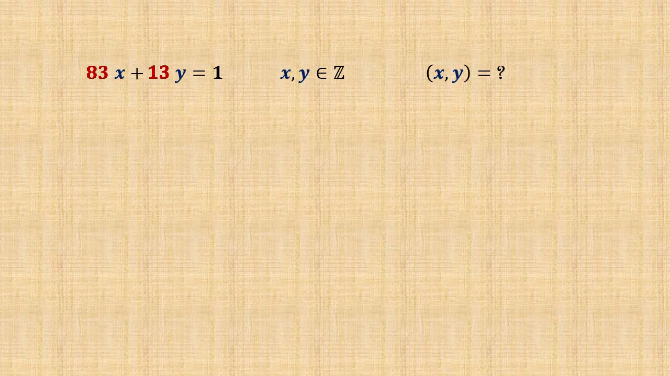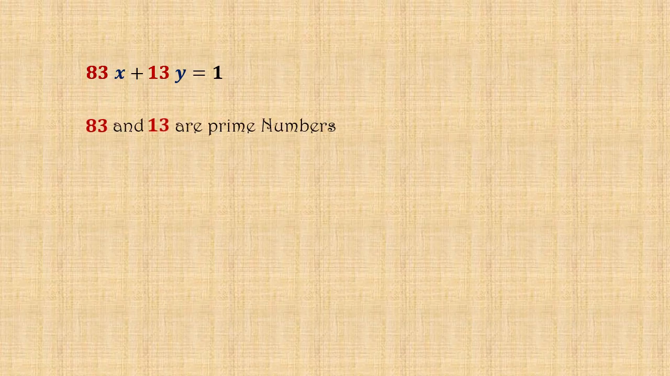Before we see how to solve this equation, let's remind ourselves that the necessary and sufficient condition for an equation of this type to admit integer solutions is that the greatest common divisor of parameters a and b is 1. In this case, we can see that 83 and 13 are both prime numbers, therefore the greatest common divisor of these two numbers is 1. So we can fairly say that this equation admits integer solutions.